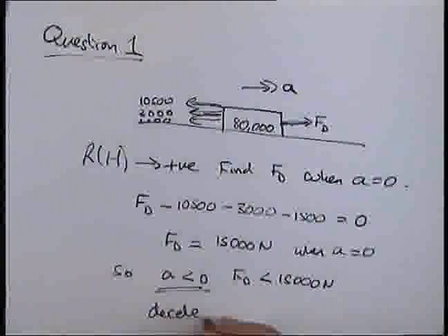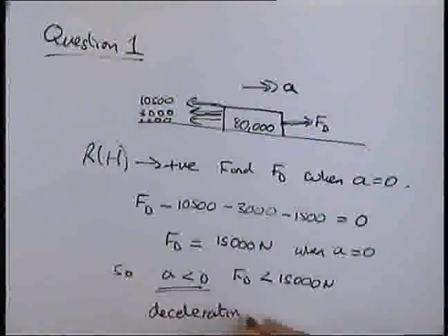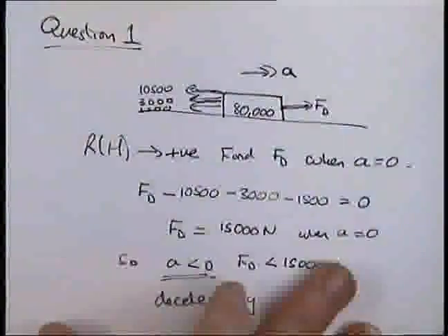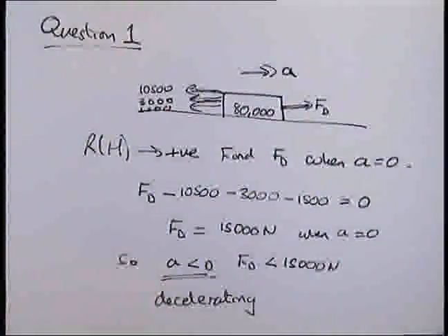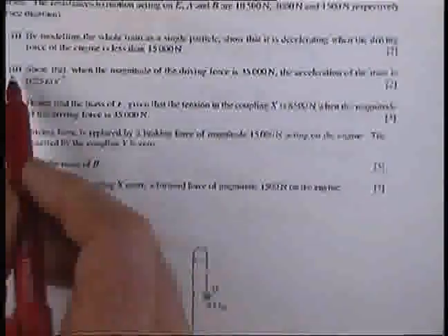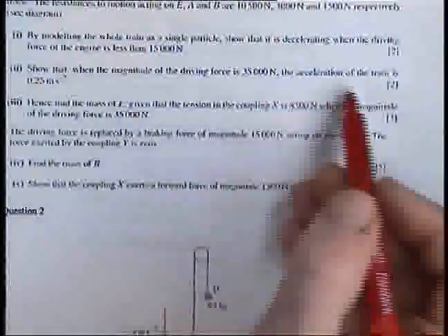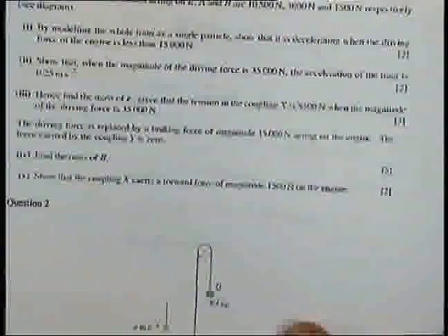So this is decelerating when A is less than 0 if we're taking the right direction to be positive. So that's the first part of the question. Part 2 is: show that when the magnitude of the driving force is 35,000 newtons, the acceleration of the train is 0.25 meters per second squared. So we've got to show that acceleration.